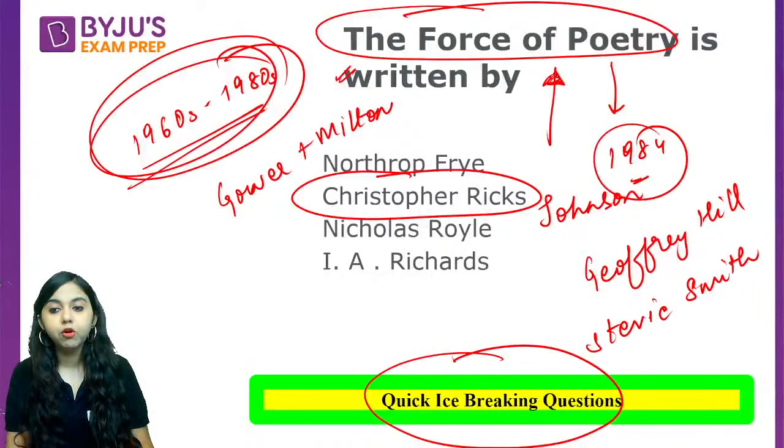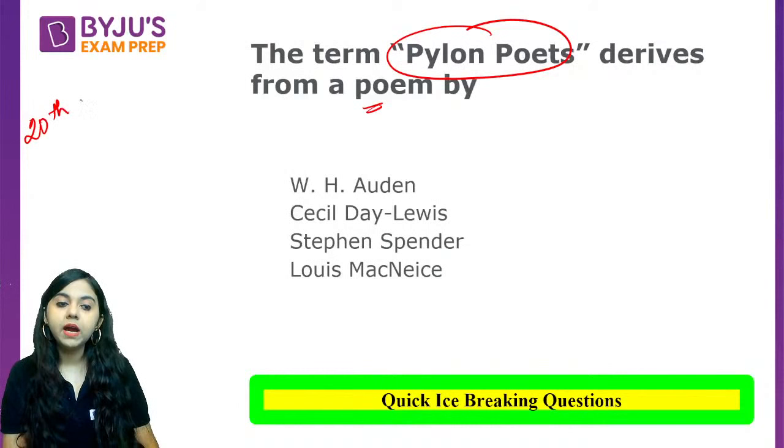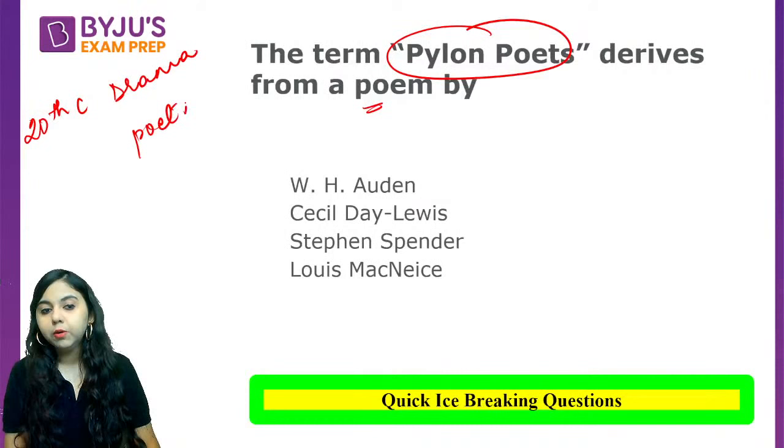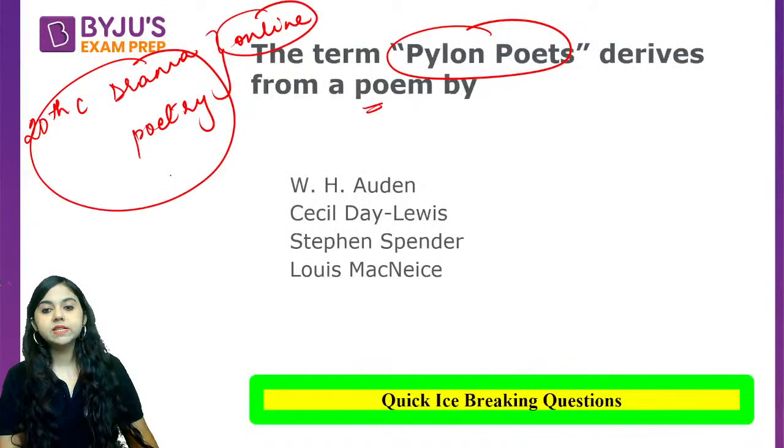Please remember that, okay? This is an important question that comes in. The next question is about the term Pylon poets, which comes from 20th century drama and 20th century poetry. Both of these have to be covered in greater detail. Make notes by referring to online resources if possible, but you will have to collaborate and make notes on 20th century poetry and 20th century drama. These are important. Pylon poets, where is the terminology coming from?